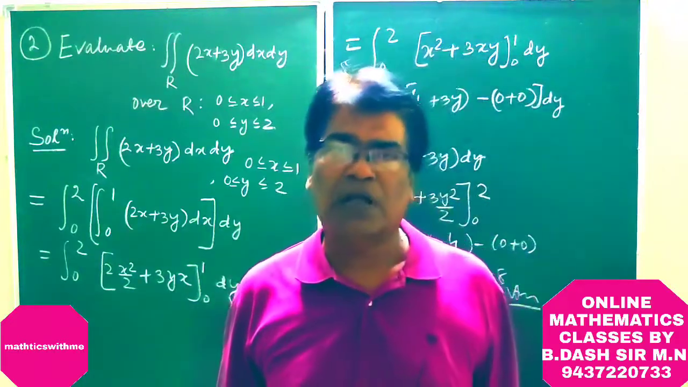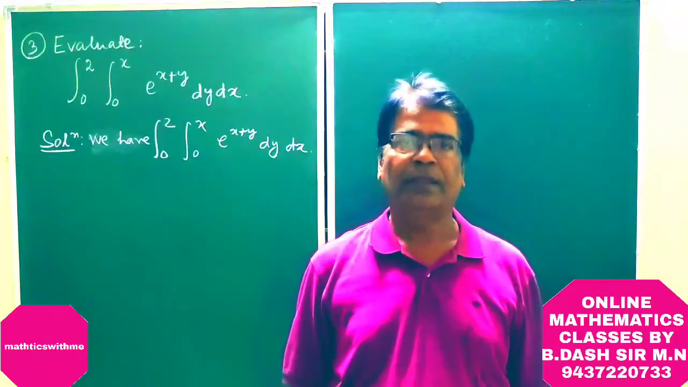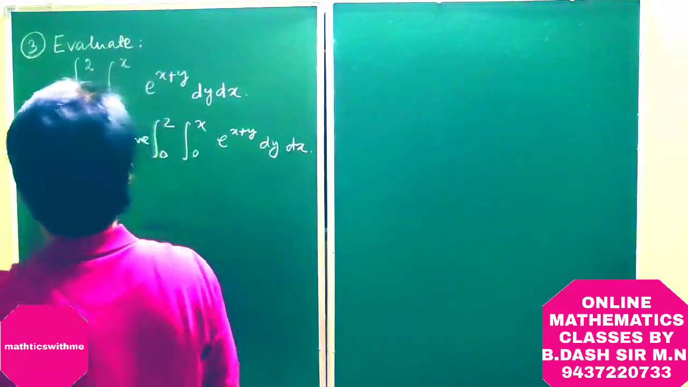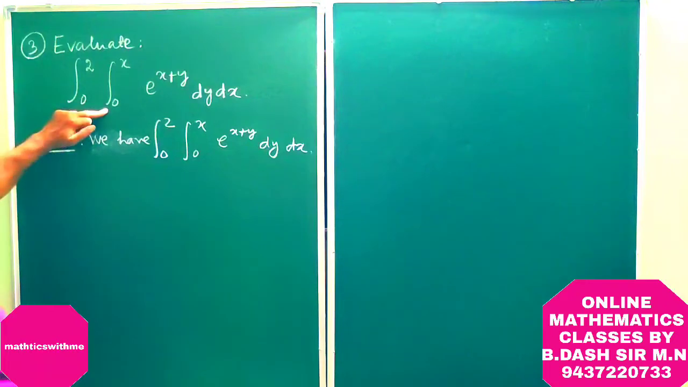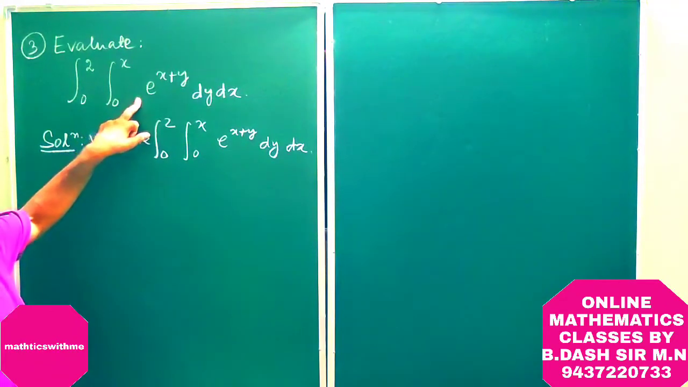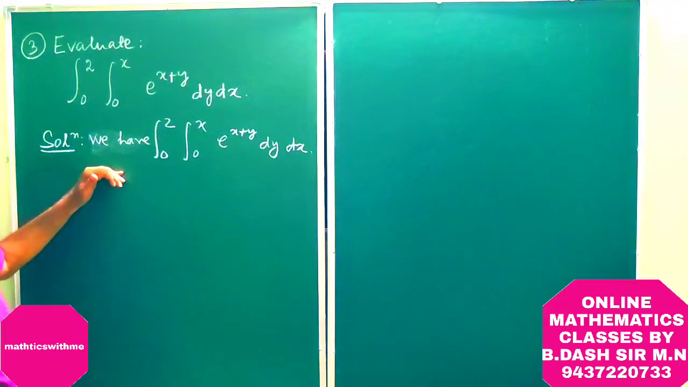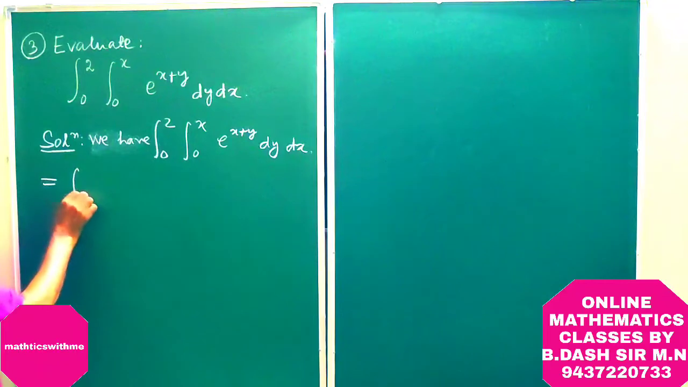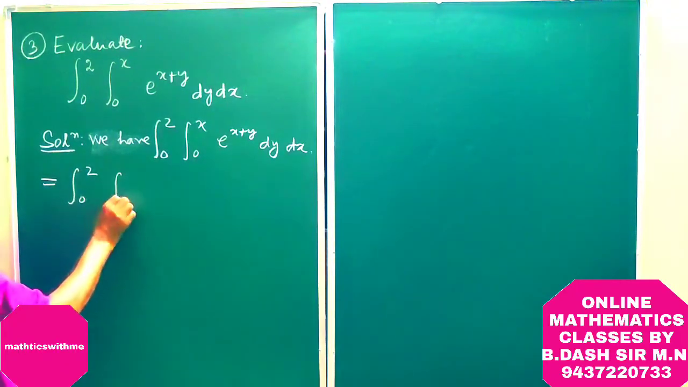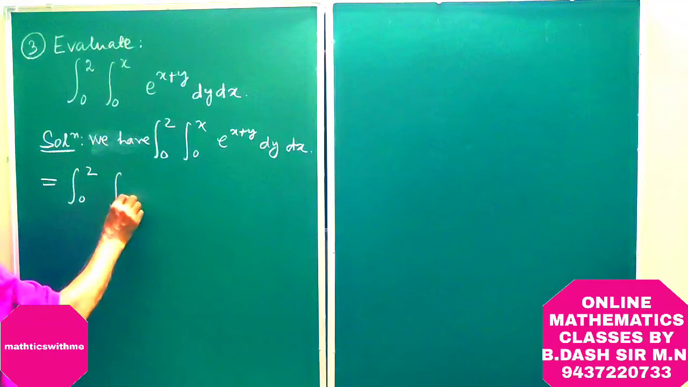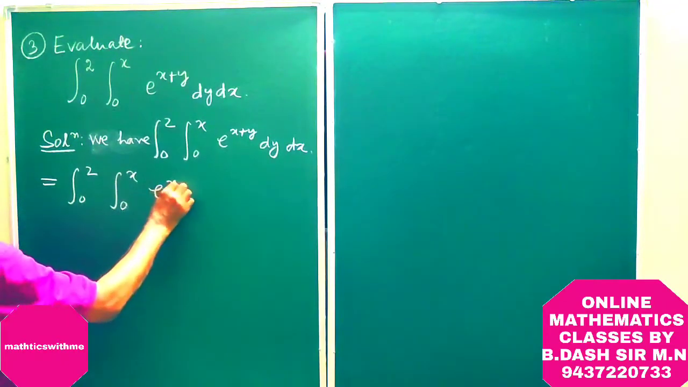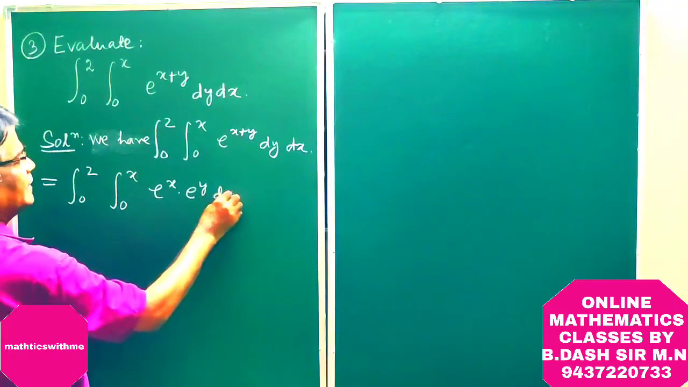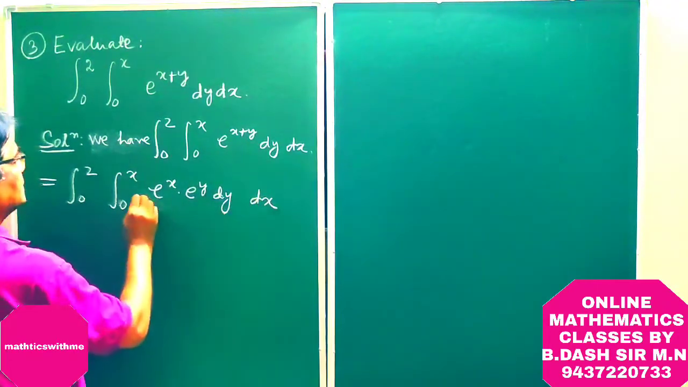Let us proceed to solve the third question. Our third question is: evaluate integration 0 to 2, integration 0 to x, of e to the power x plus y dy dx. Now we have to solve this equation. So this is equal to 0 to 2, integration from 0 to x, of e to the power x, e to the power y, dy dx.